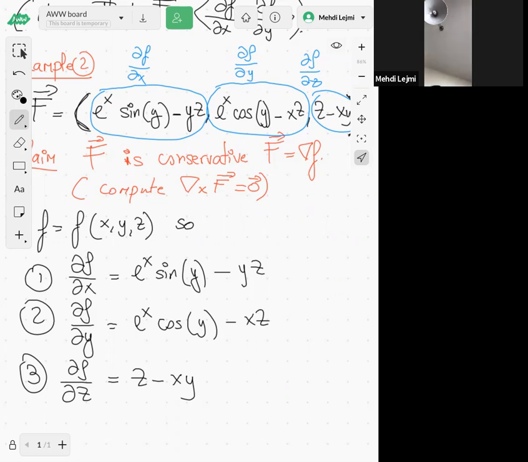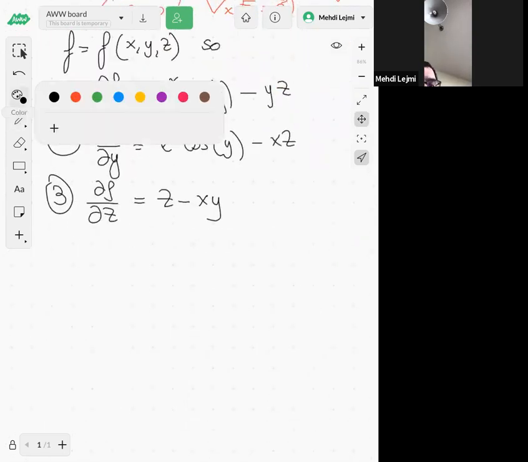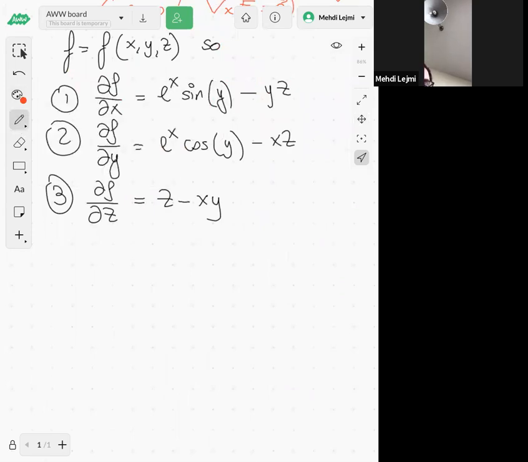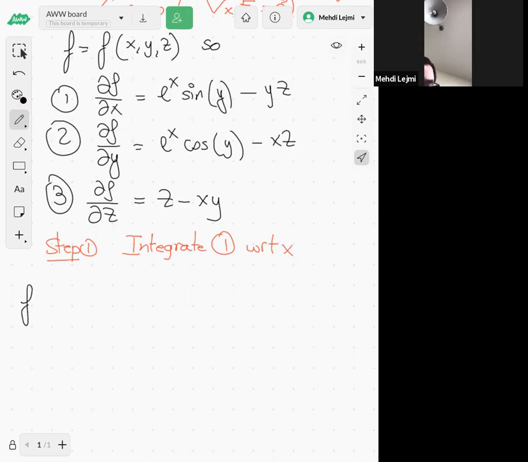So the steps here, I would say, are 3 steps because we have 3 different equations. First step, step 1, we have to integrate the first equation with respect to x. The first equation is the derivative with respect to x, so we're going to integrate it with respect to x. When you integrate, you're going to find the function f.